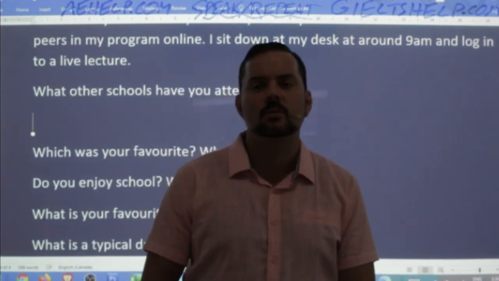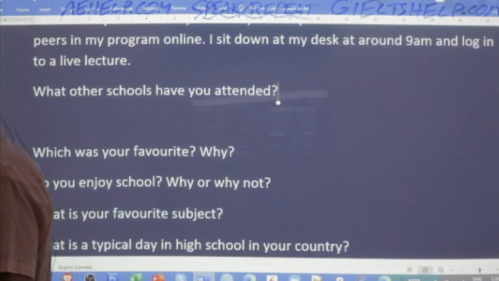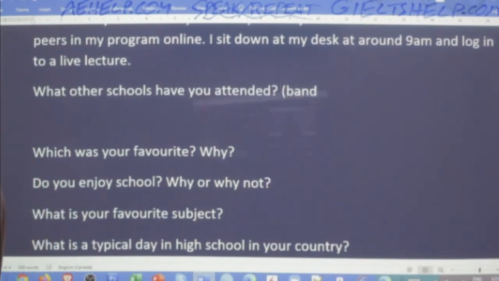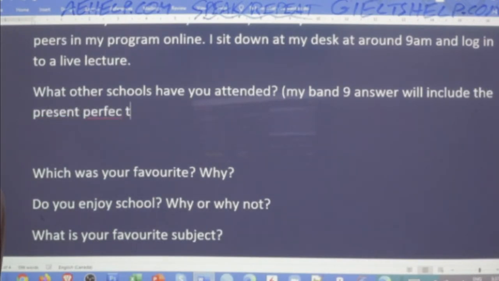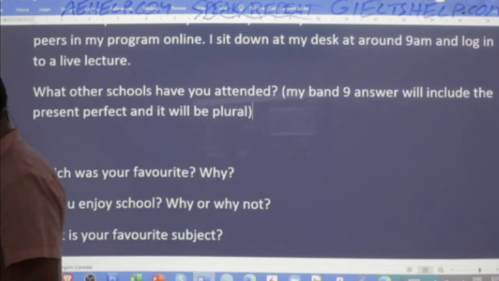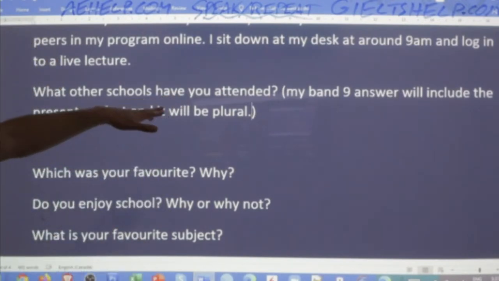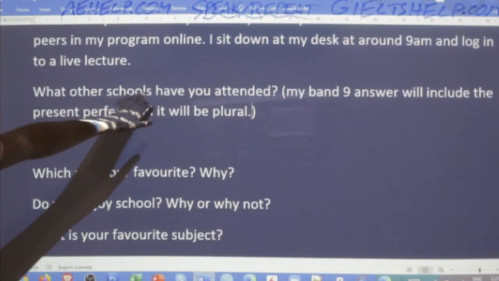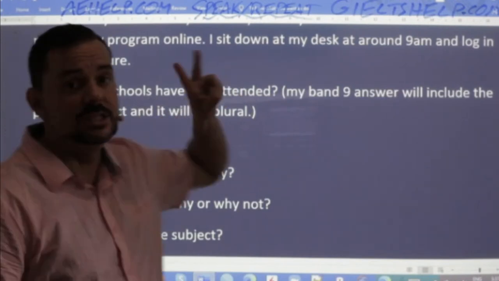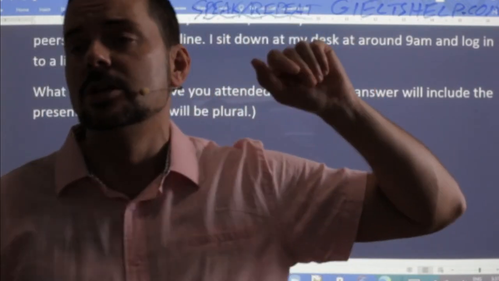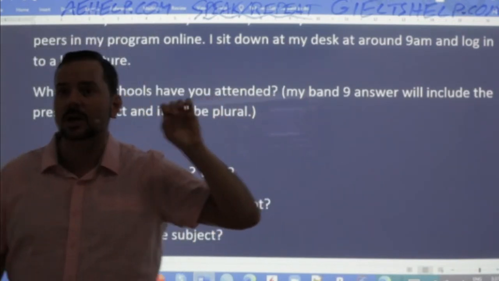And what else am I paying attention to? So here, I'm paying attention to my Band 9 answer. My Band 9 answer will include the present perfect and will be plural. Okay, why? Because we have plurals here, schools. Okay, so don't just talk about one school, talk about at least two. Okay, your high school, your elementary school. So present perfect and plural. Pay attention to all of that.